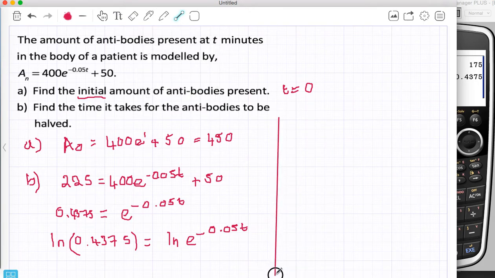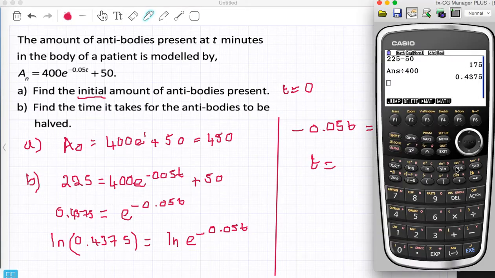So I'm going to be left with negative 0.05 t equal to the log of this. Now actually I know that this is going to be a negative number because it's less than 1, and I'm going to divide by negative 0.05. So let's do that. Let's do natural log of my previous answer and then divide it by this number here. And I get 16.53.